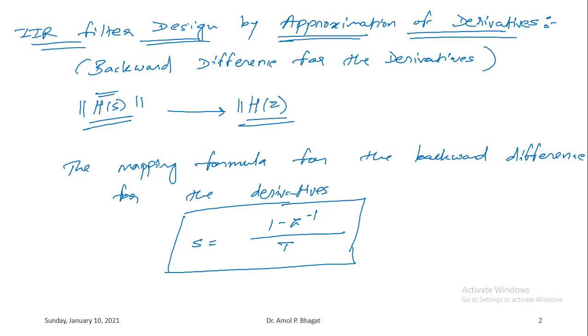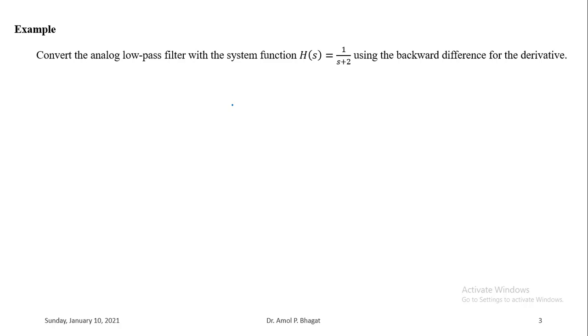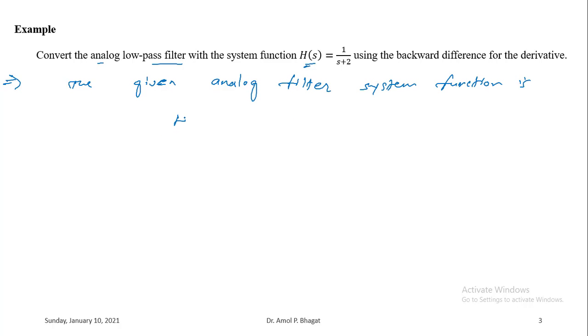Okay, so let's look at an example of how to convert this analog filter to a digital filter. In this example, we have to convert the given analog low pass filter with system function H(s) using the backward difference for the derivative method. The given analog filter system function is H(s) = 1/(s + 2).